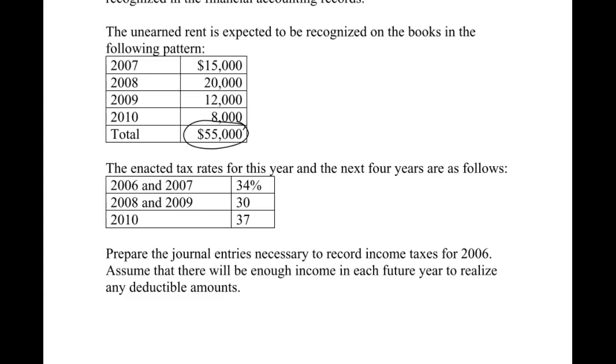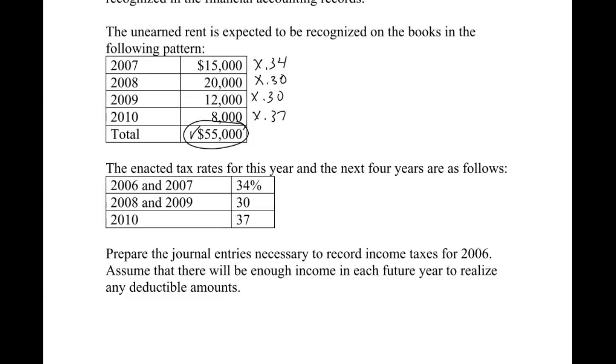All right, so in prior examples, we would have taken this $55,000 difference and multiplied it times the current year's tax rate, because that's the only tax rate we knew. Now, since we know all these future tax rates, we're going to match up each difference with its rate. We're still going to multiply the difference times the tax rate, we're just going to do it by year. Up here, I'm going to use the tax rate for 2007. For 2008, it would be the tax rate for 2008, which is 30%. 2009 is 30%, and 2010 is 37%.